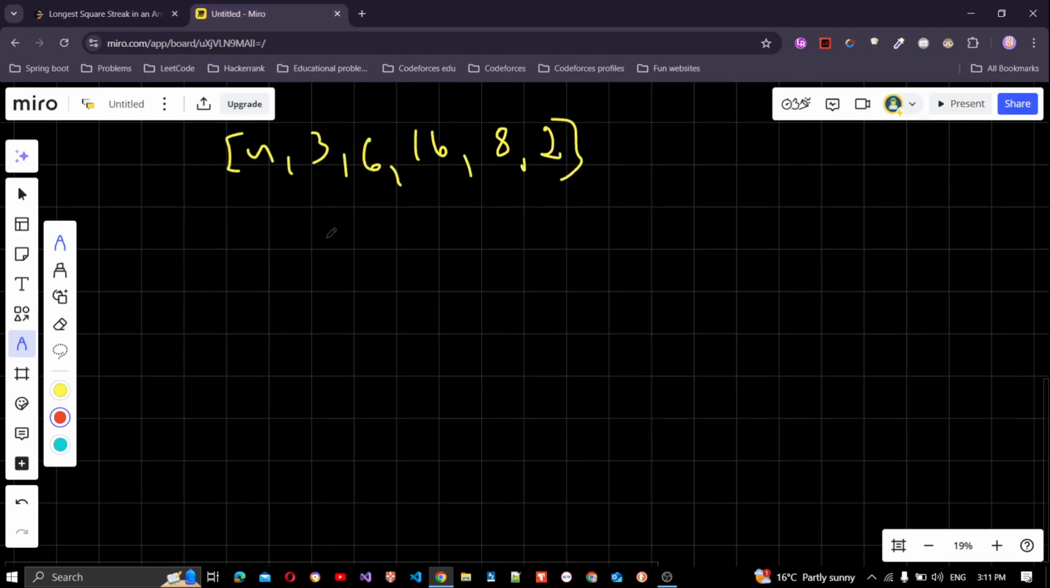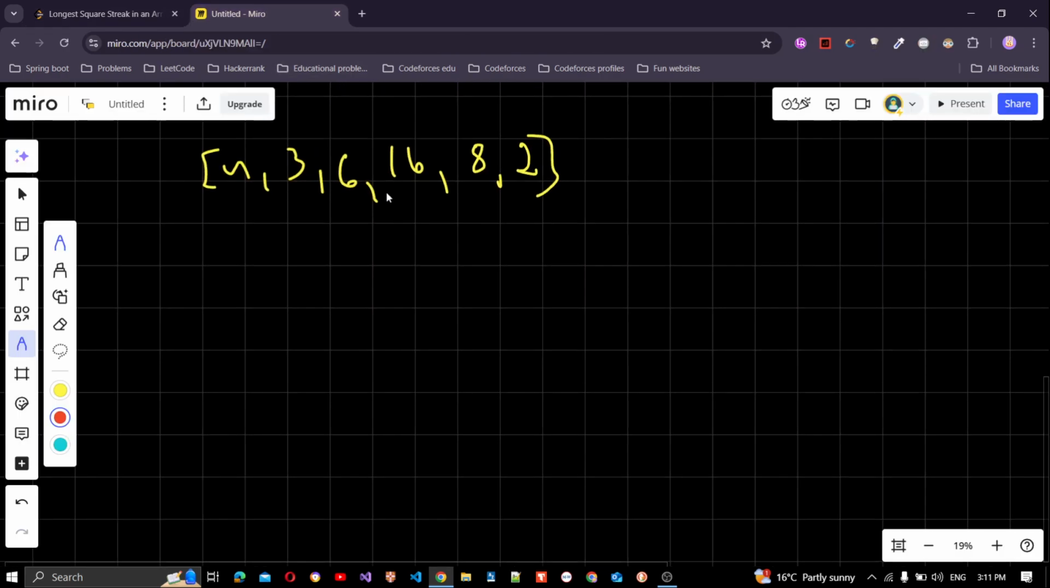Now, how can we think of this problem? First of all, we can sort the values in increasing order. Since when you find, for example, 4, 16, 2, a square streak is a sequence that has to be sorted after we obtain it. So we have 2, 4, 16. Now you can see that 4 is the square of 2 and 16 is the square of 4. So what we can do is to first sort this array. So let's sort them. We have 2, 3, 4, 6, 8, and 16.